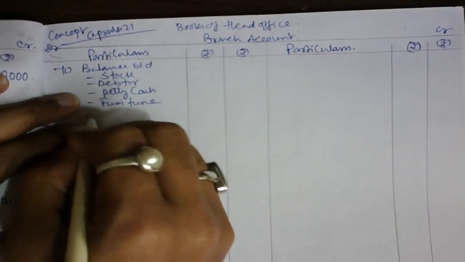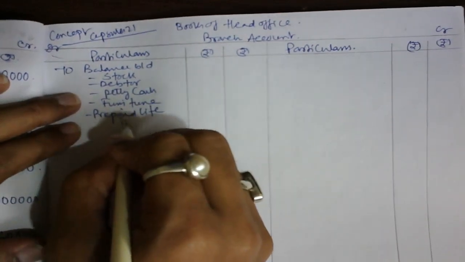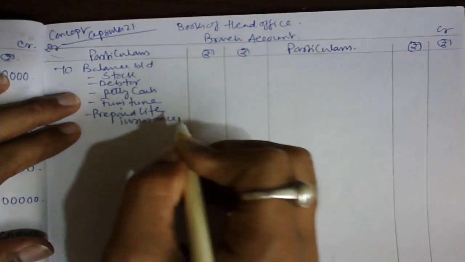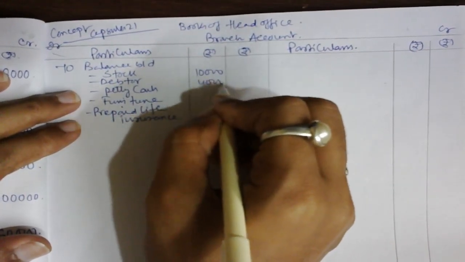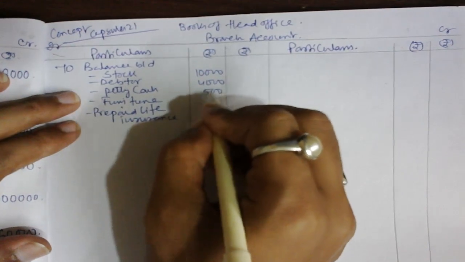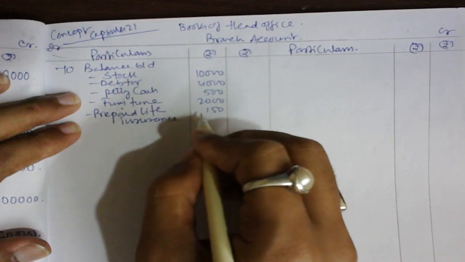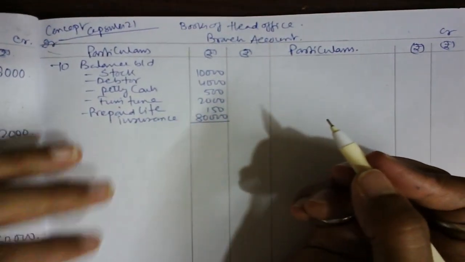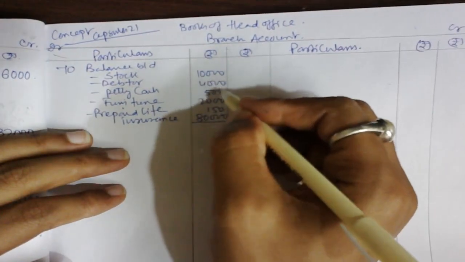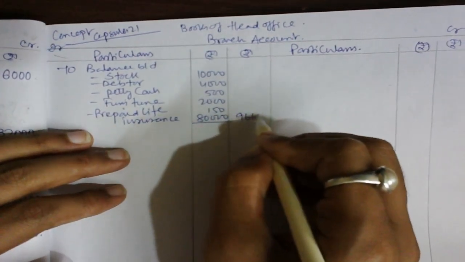And sir, prepaid life insurance is given. See, prepaid is nothing but your asset. So that's why it is debited also. Prepaid life insurance, it's an asset basically. So 10,000 you can write here. 10,000, 4,000, 500, 2,000, 150 and 80,000. Okay, that is what we have calculated already. 10, 4,000, 14,500, 16,500, 96,500, 96,650. Take it, done.